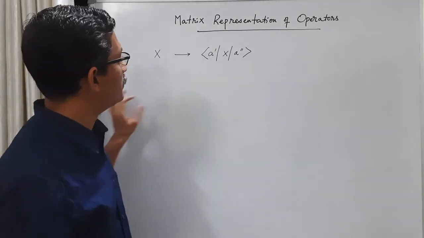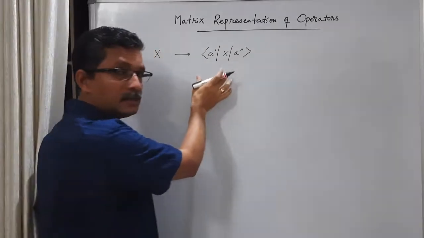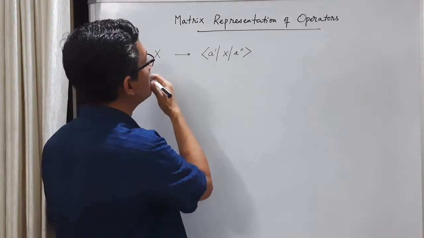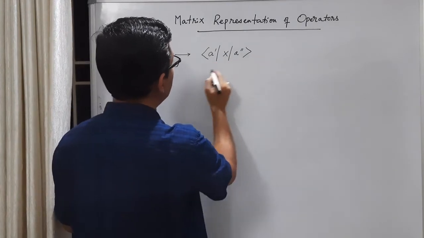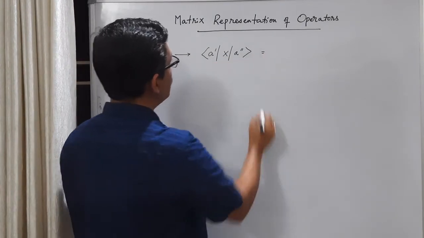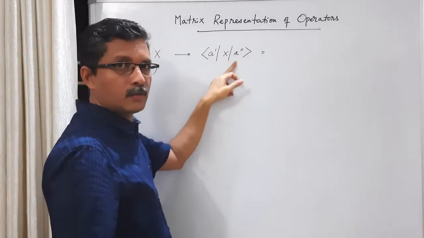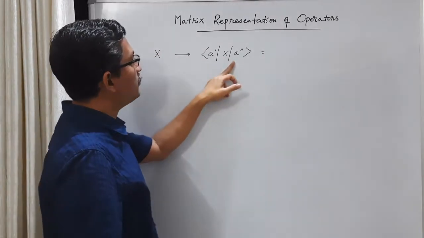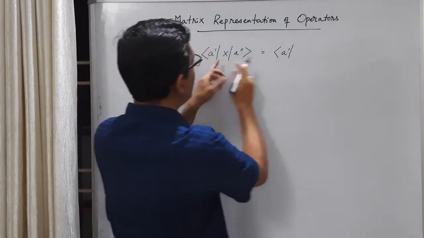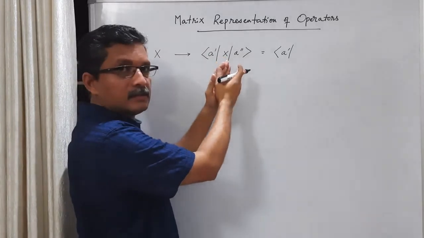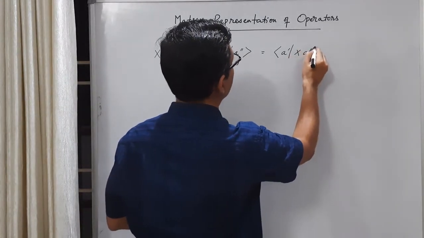Now let us try to rewrite this equation. This is a scalar. Let us try to rearrange it something like this. This operator is acting from left to right on the ket vector, right? So we can write this as a prime, taking this operator inside the ket, so x acting on a double prime.